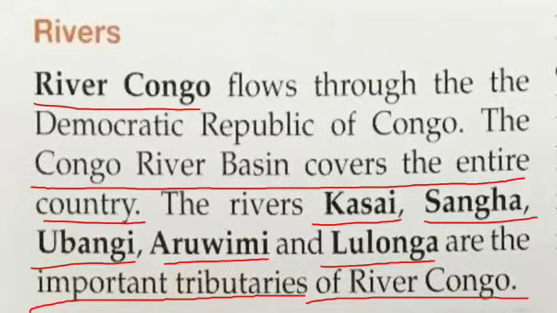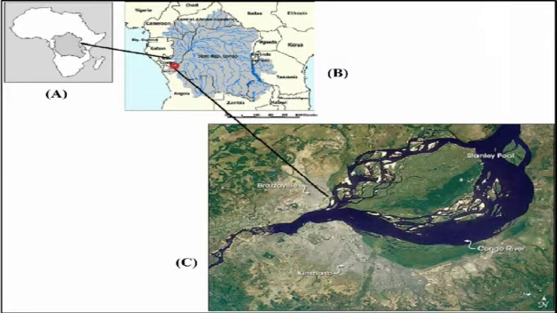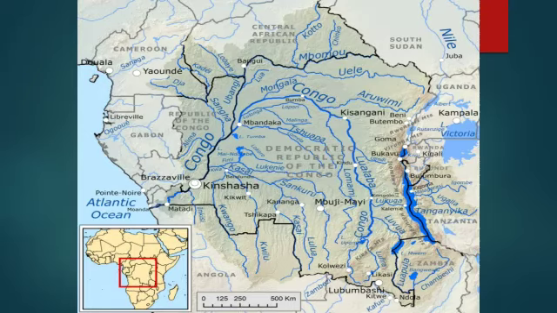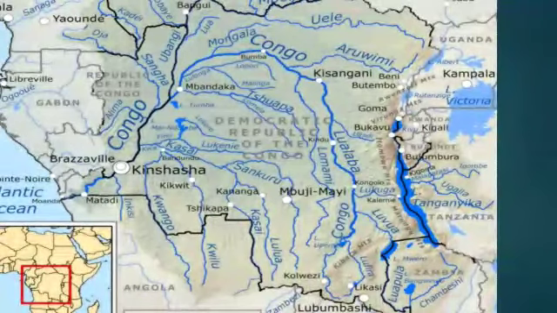Rivers. River Congo flows through the Democratic Republic of Congo. The Congo River basin covers the entire country. The rivers Kasai, Sanga, Ubangi, Aruvimi and Lulonga are the important tributaries of River Congo.